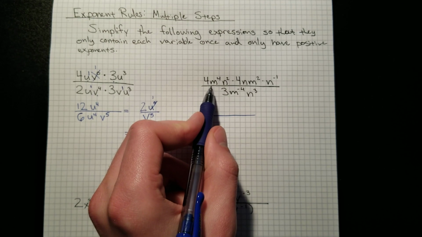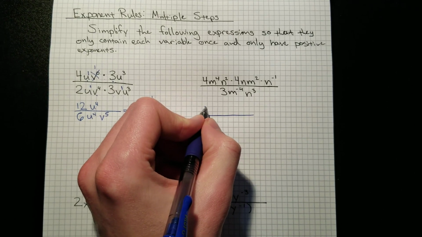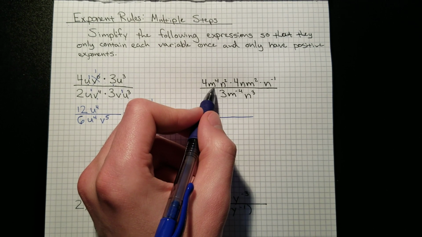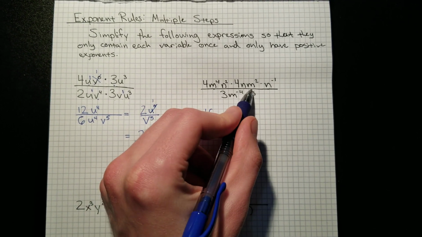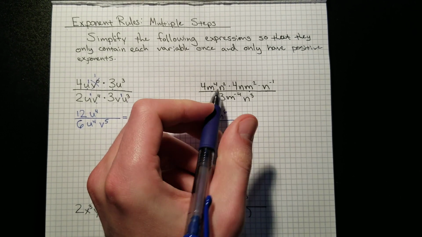We're going to start off by multiplying the numbers on the top. So we have a 4 and a 4. That's 16. Then we combine the m's. So we have m to the 4th and an m squared. So that becomes m to the 6th.